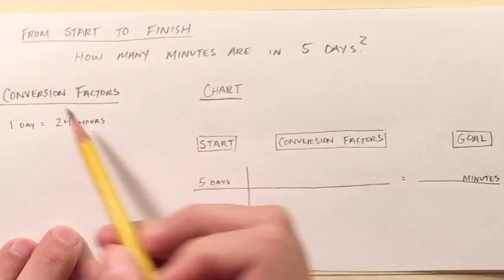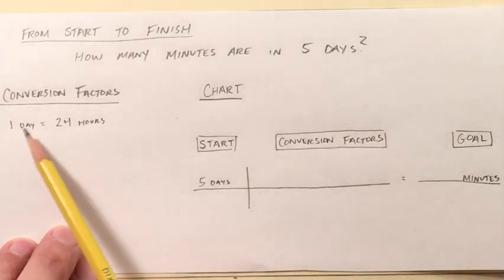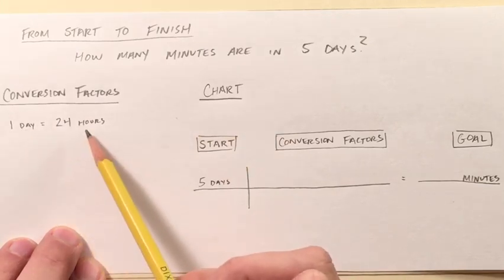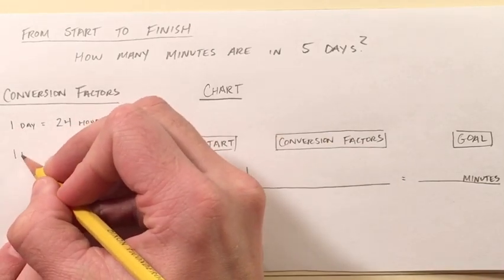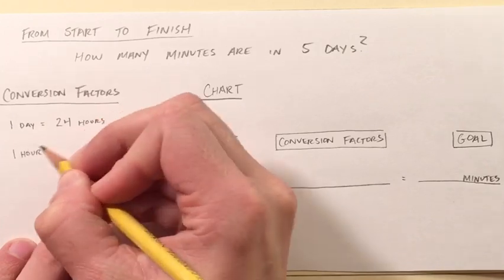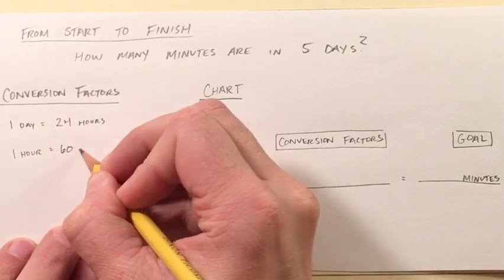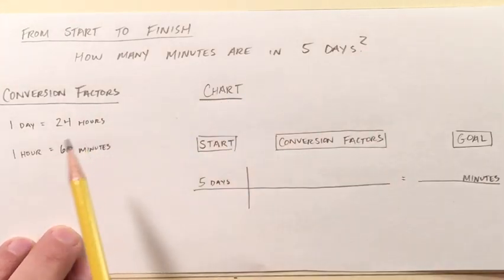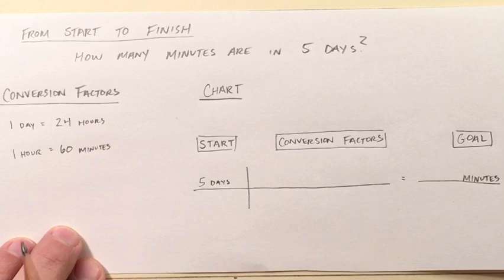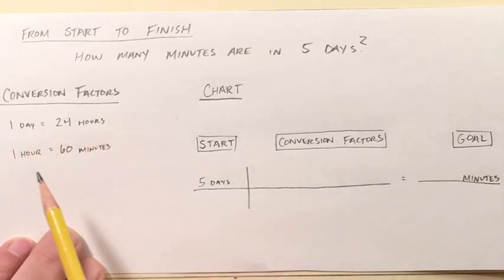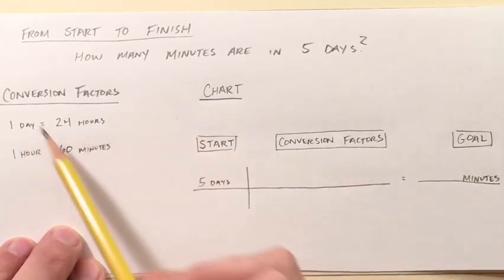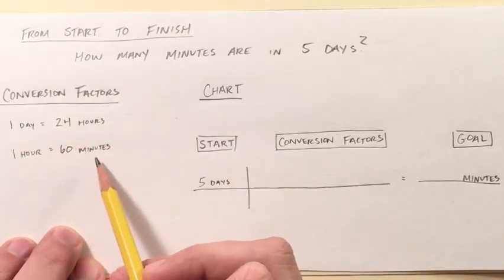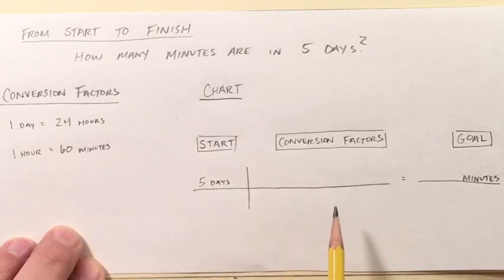Right, so I started with a conversion factor that contains my start unit in it. I didn't know how to get from days to minutes, but I do know how to get from days to hours. And I also know that in 1 hour, we have 60 minutes. So we don't even have to think about this too hard. Don't try to do any math in your head or anything like that. Just write down the equivalent statements that we know already. Now that we have these, we have a conversion factor that has my start unit in it, and a conversion factor that has my end unit in it. We can start putting these in our chart.